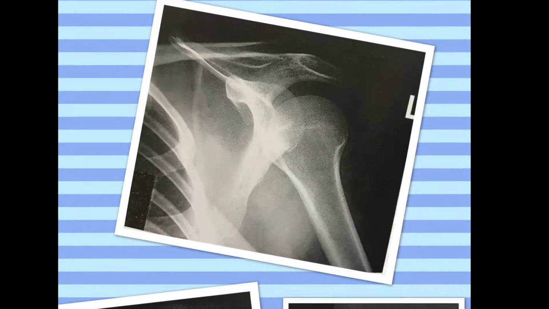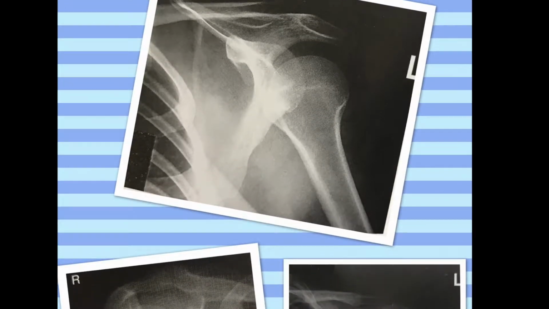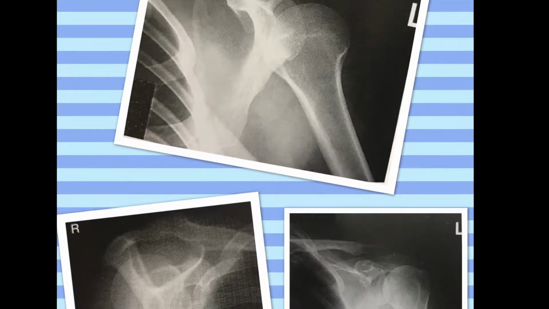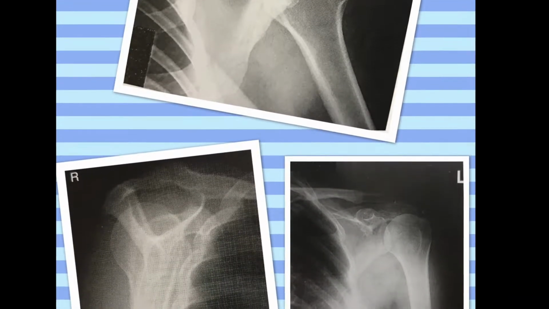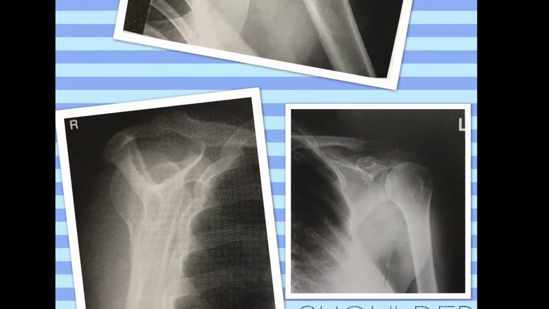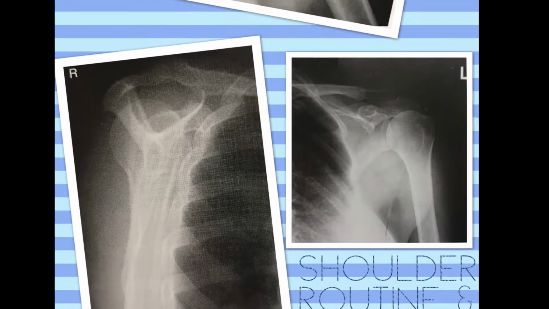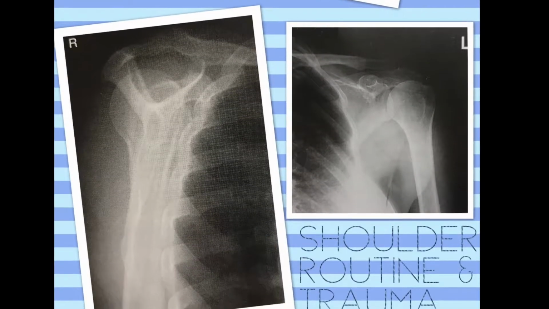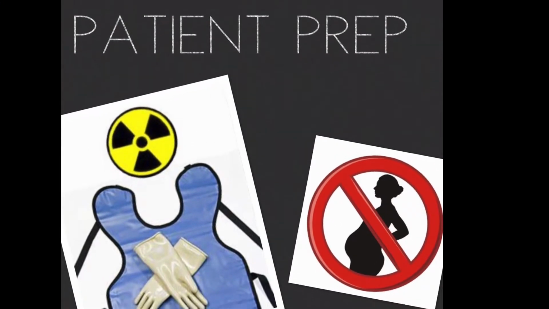Once the patient is in the department, verify name, date of birth, and that the orders are correct. If the patient is a female, ask if there is any chance of pregnancy. If all is correct and there is no chance of pregnancy, instruct the patient to put on the gown and remove any artifacts that might be in the way.